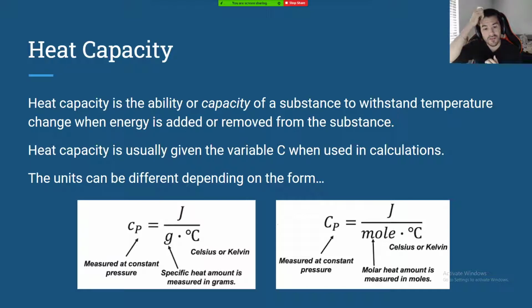Okay? Usually it's given the variable C when used in calculations, and the units can be different depending on the form. You're more than likely going to see the one over here on the left-hand side. This is called specific heat capacity, and it's in terms of grams. So the actual heat capacity value is going to have units of joules per gram degrees Celsius, or Kelvin. This can also be in molar values, where the gram is just replaced with mole. So converting from grams to moles, you could do that. Both of them are usable, but you're more than likely going to see this one.